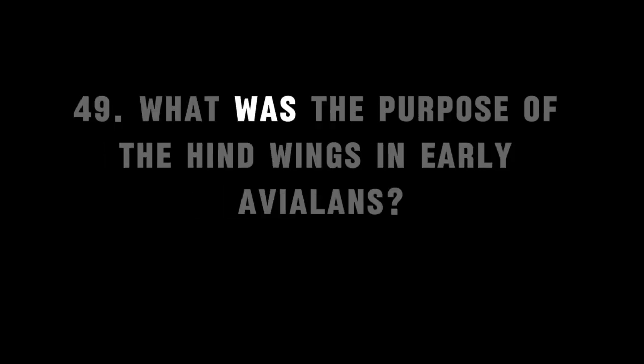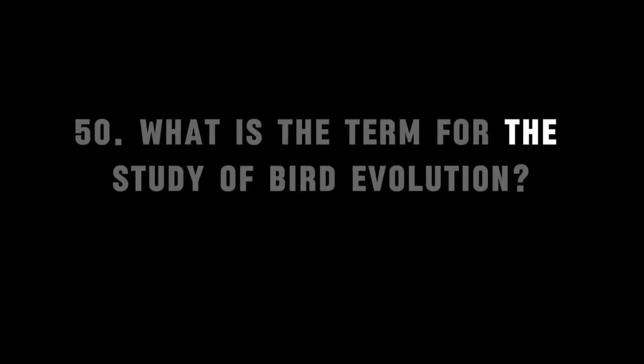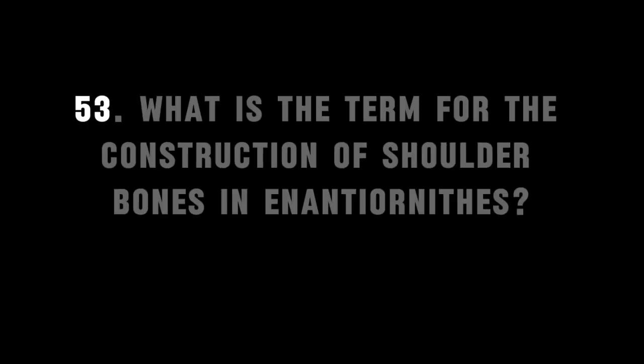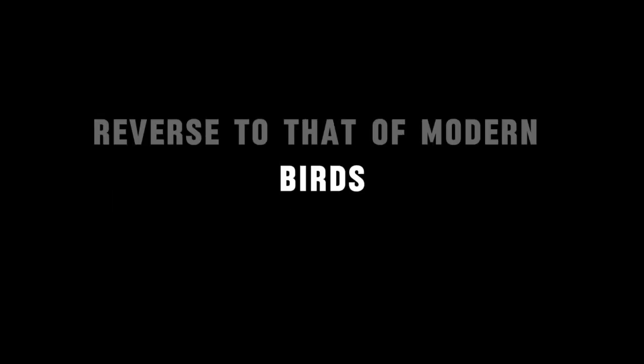49. What was the purpose of the hind wings in early avians? Aerial maneuvering. 50. What is the term for the study of bird evolution? Avian evolution. 51. What is the oldest known paravian and possibly the earliest avian? Anchiornis. 52. Who named Avialae? Jacques Gauthier in 1986. 53. What is the term for the construction of shoulder bones in Anchiornis? Reverse to that of modern birds.